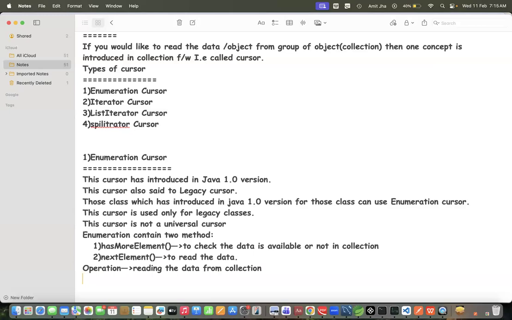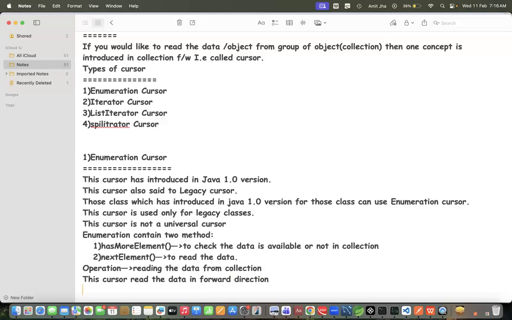Then you may say, Amit, what is forward direction? This thing I will explain in the coming class: what is forward, what is backward. Don't worry, as of now, you understand this cursor. This cursor reads the data in the forward direction. You know what is forward? Yes or no? Forward direction, not the backward direction.